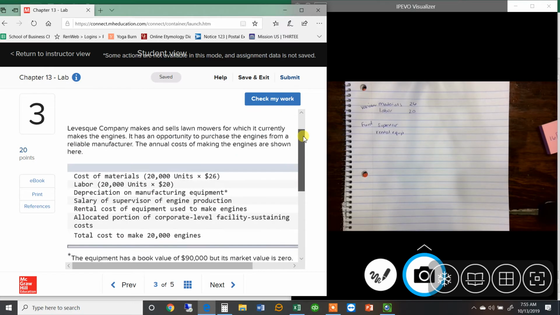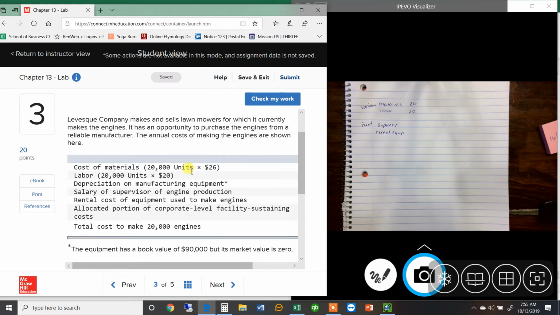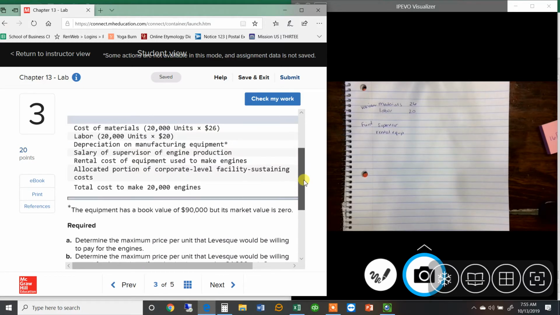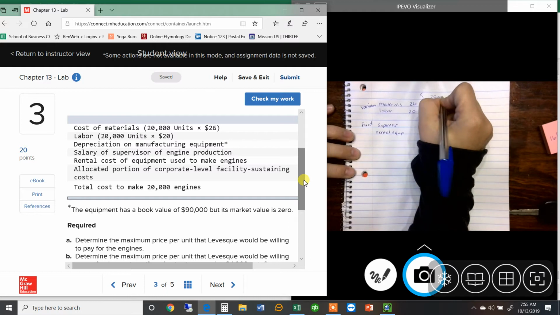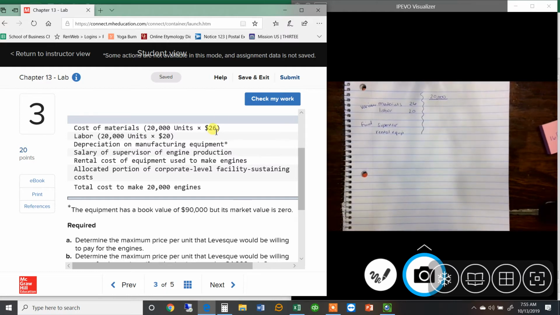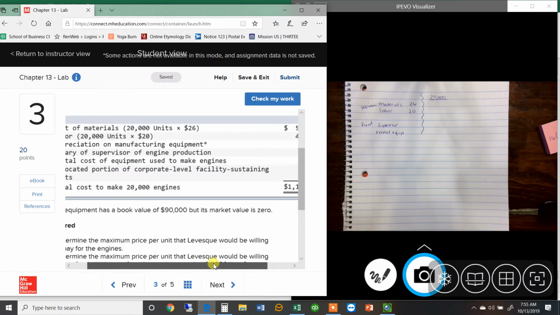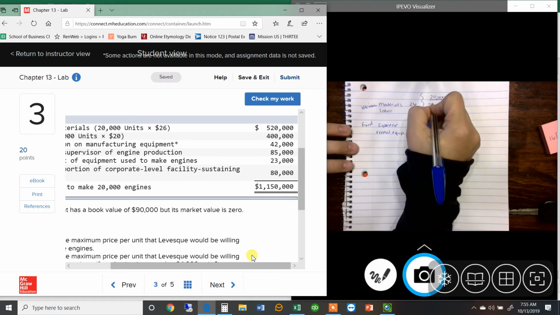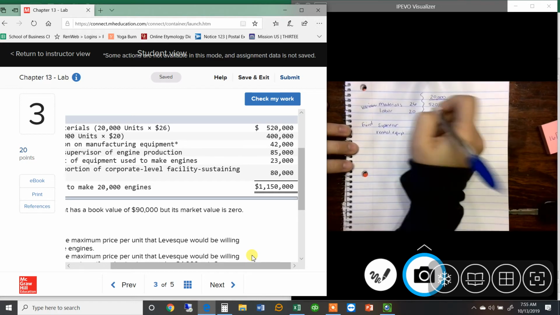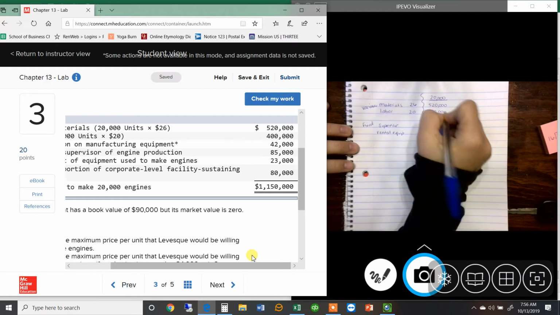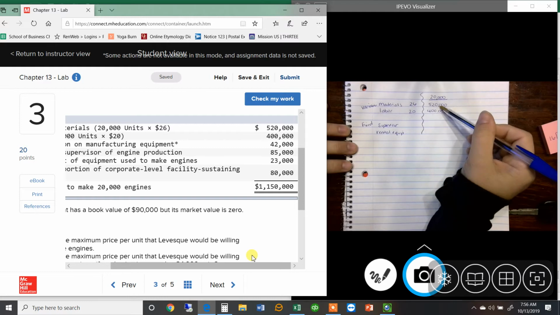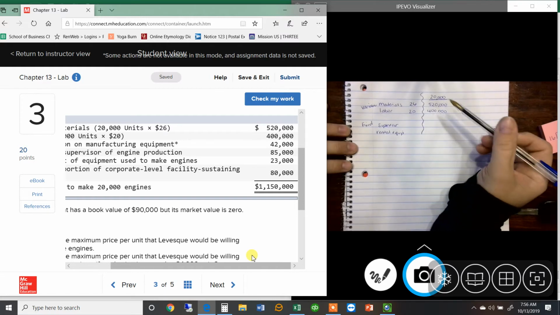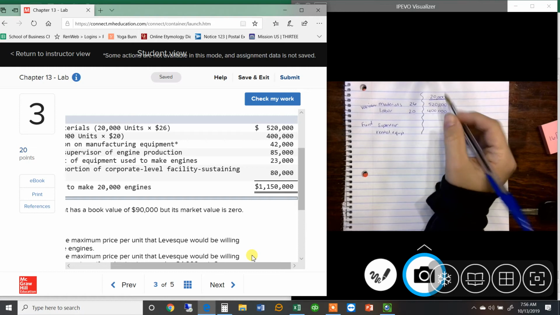So here, the first question said, how much would they be willing to pay for the 20,000 units? I guess that's listed up top. So they make 20,000 engines. How much are they willing to pay for 20,000 engines? So up here, the first one is 20,000. They've already given me what 26 times 20,000 is and what 20 times 20,000 is. So I'm just going to scroll over and look at those numbers. I've got 520,000 and I've got 400,000 as well. 20,000 times 20 is 400,000, and 20,000 times 26 is 520,000.